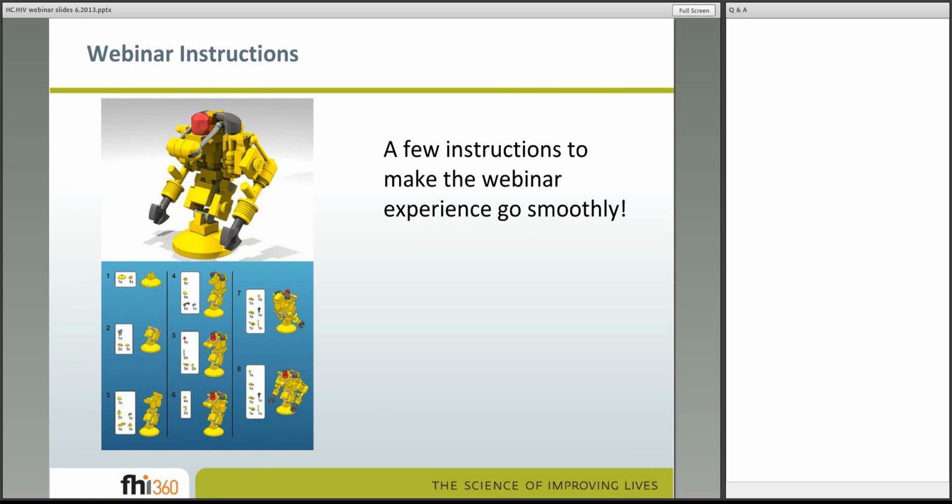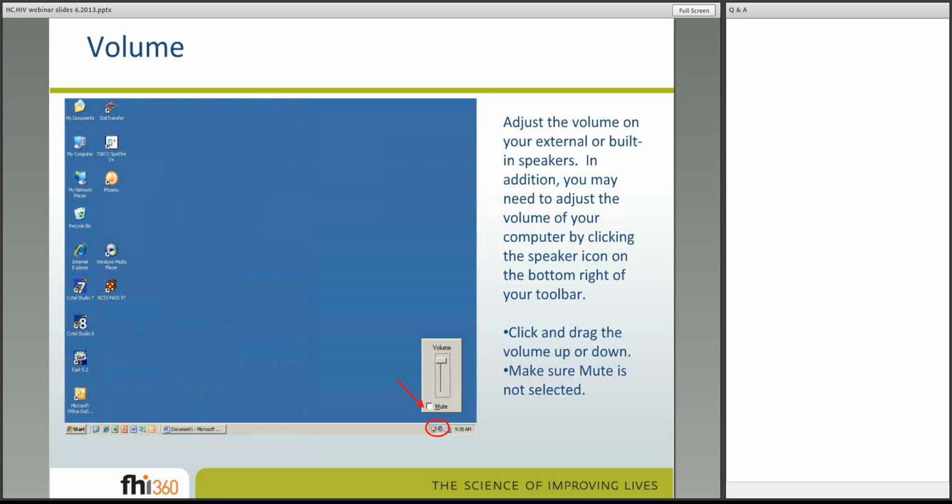I just have a few instructions to make the webinar experience go a little bit more smoothly. The first one is, if you have external speakers, you'll want to make sure to adjust the volume on those external speakers. In addition to that, you may also need to adjust the volume of your computer by clicking the speaker icon at the bottom right of your toolbar and clicking and dragging that up or down, and make sure that mute is not selected.